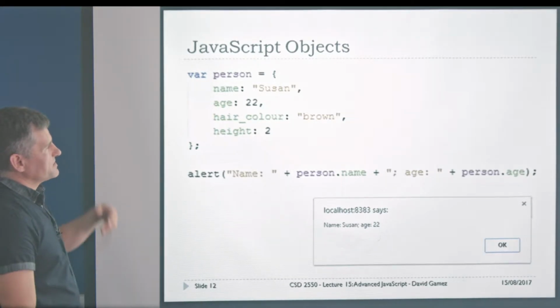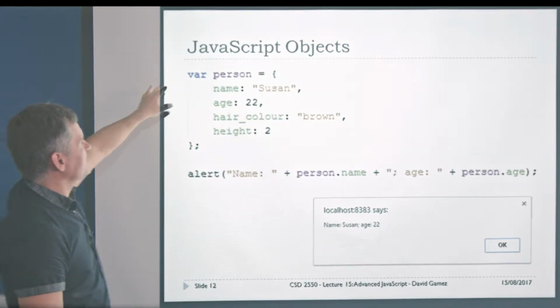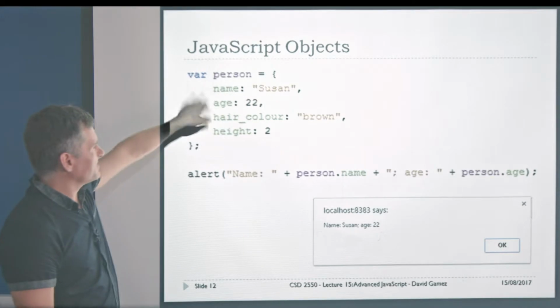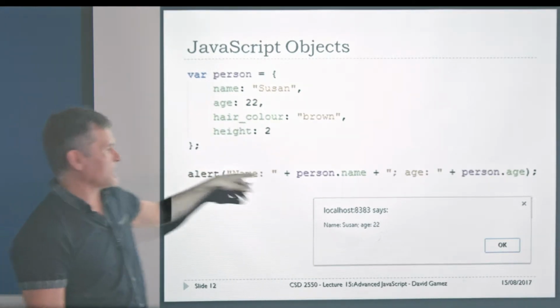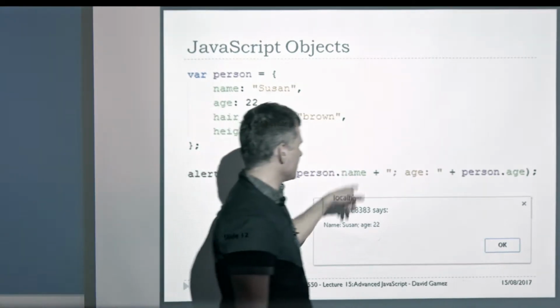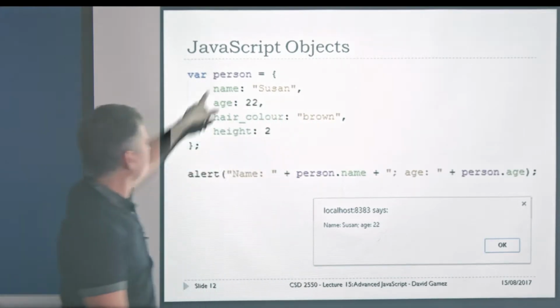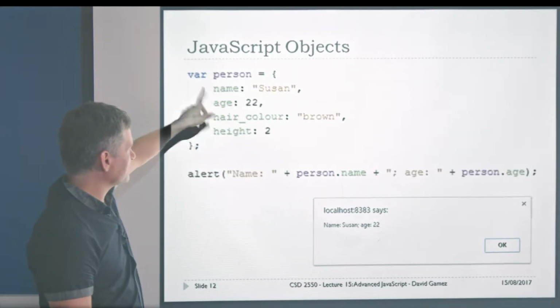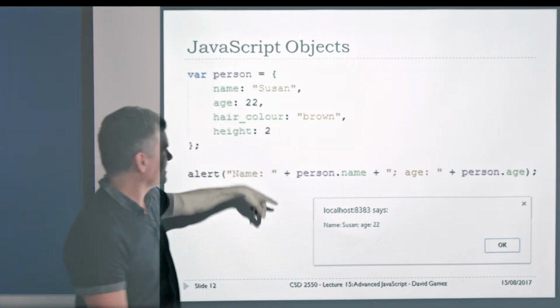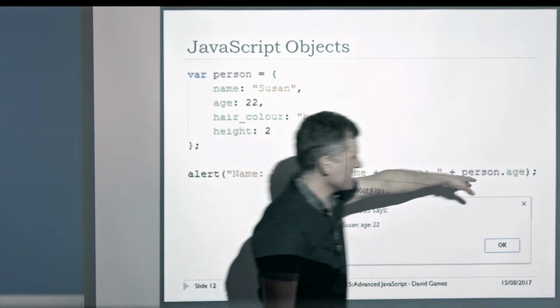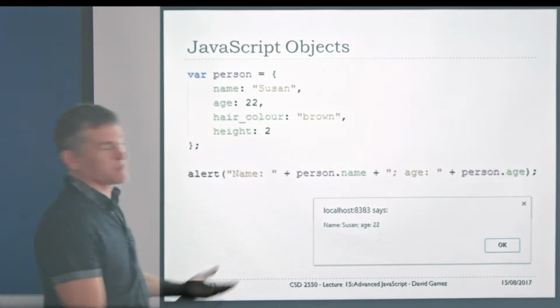Right, so we covered JavaScript objects in the previous lecture. Here we have a JavaScript object with a bunch of key value pairs, and then we can access the properties of that object using person. So here we have a person object with all of these key value pairs inside it. If we want to access the name, we do person.name. If we want to access the age, person.age, and so on. Covered that a lot in a previous lecture.